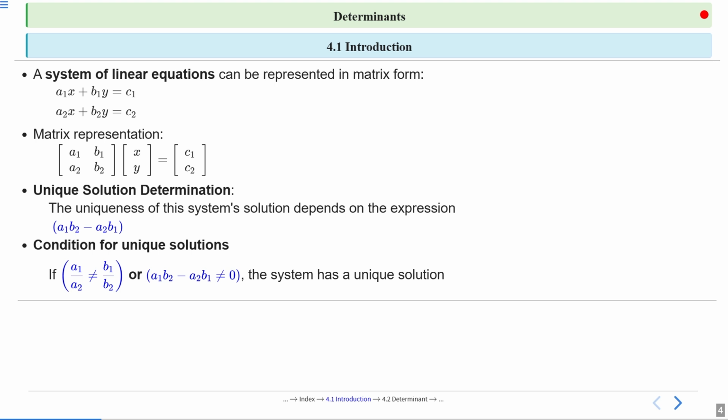That can also be written as the condition a1 by a2 not equal to b1 by b2. Otherwise the system has no solution. That is, if the expression a1 b2 minus a2 b1 is not equal to 0, then we conclude that the system has a unique solution.